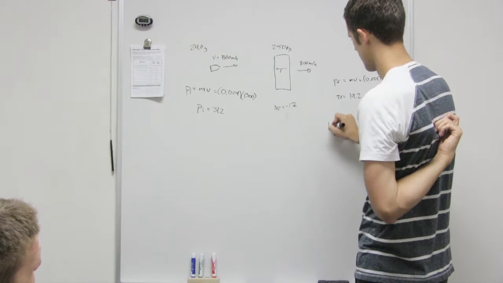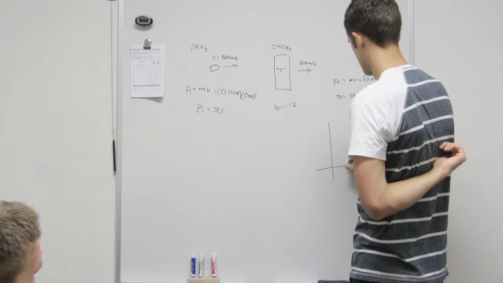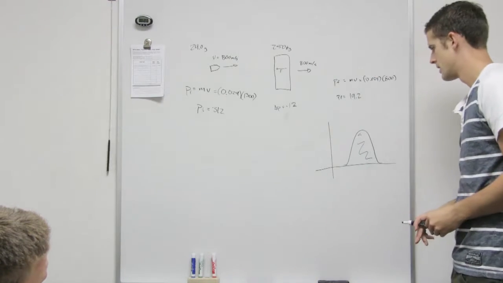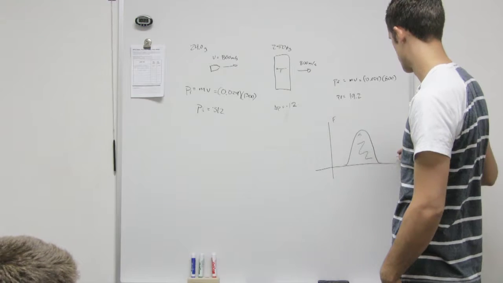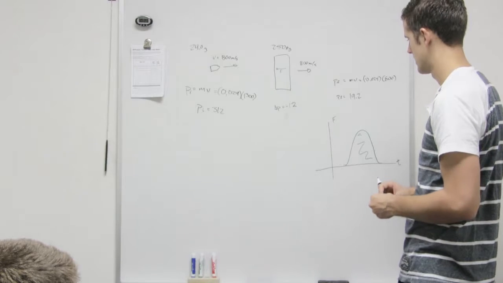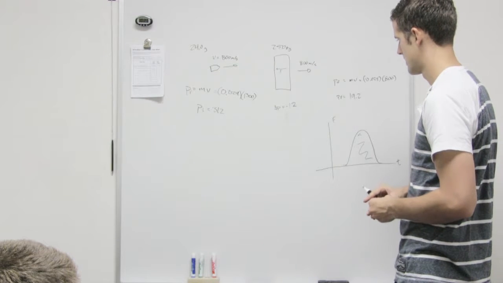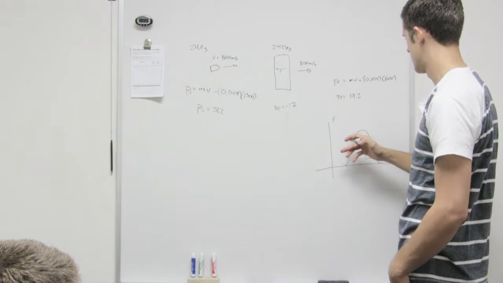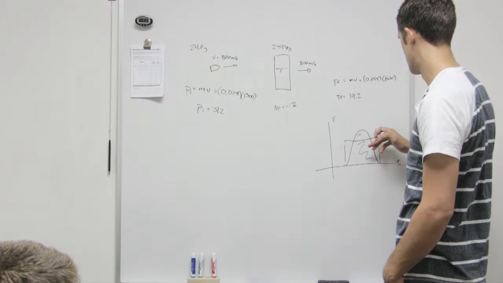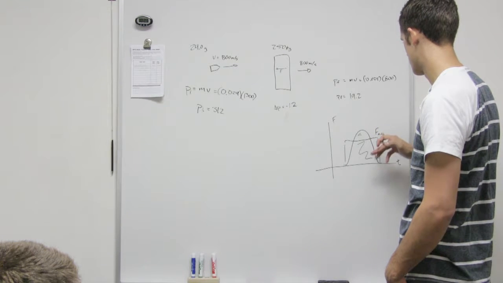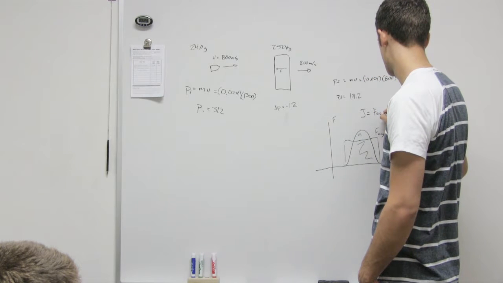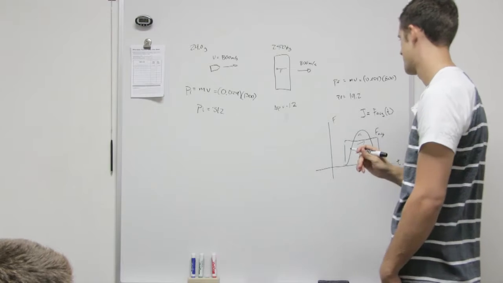So the impulse is when we take a graph like this and you find the area underneath it. This is the force versus time graph. So you do force times the time. If you find an average force here, you do the average force times the time. So that's impulse equals the average force times the time.